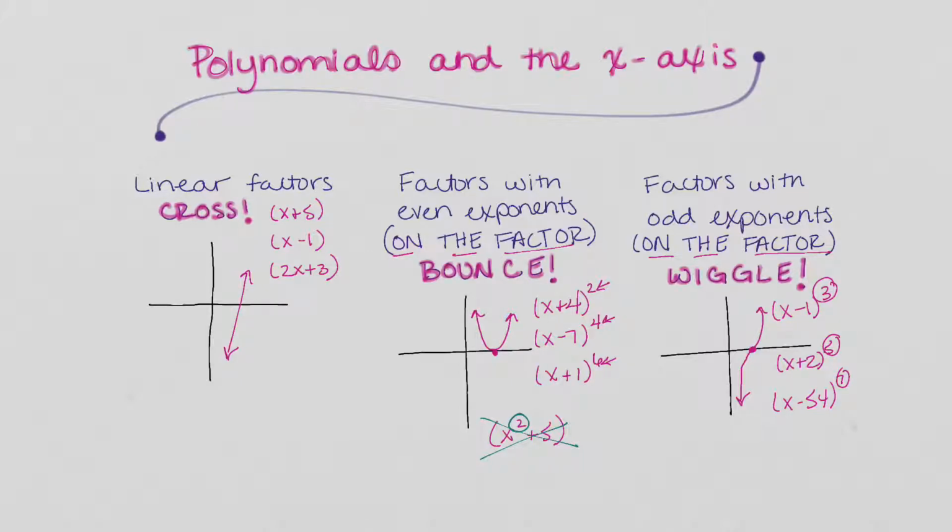And just to be absolutely sure that we do not get this confused, remember that, for example, x cubed minus 4, that is not a factor with an odd exponent. It's not, because the cubed is on the x, not on the entire factor. It would have to be outside the parentheses in order for these rules to apply.